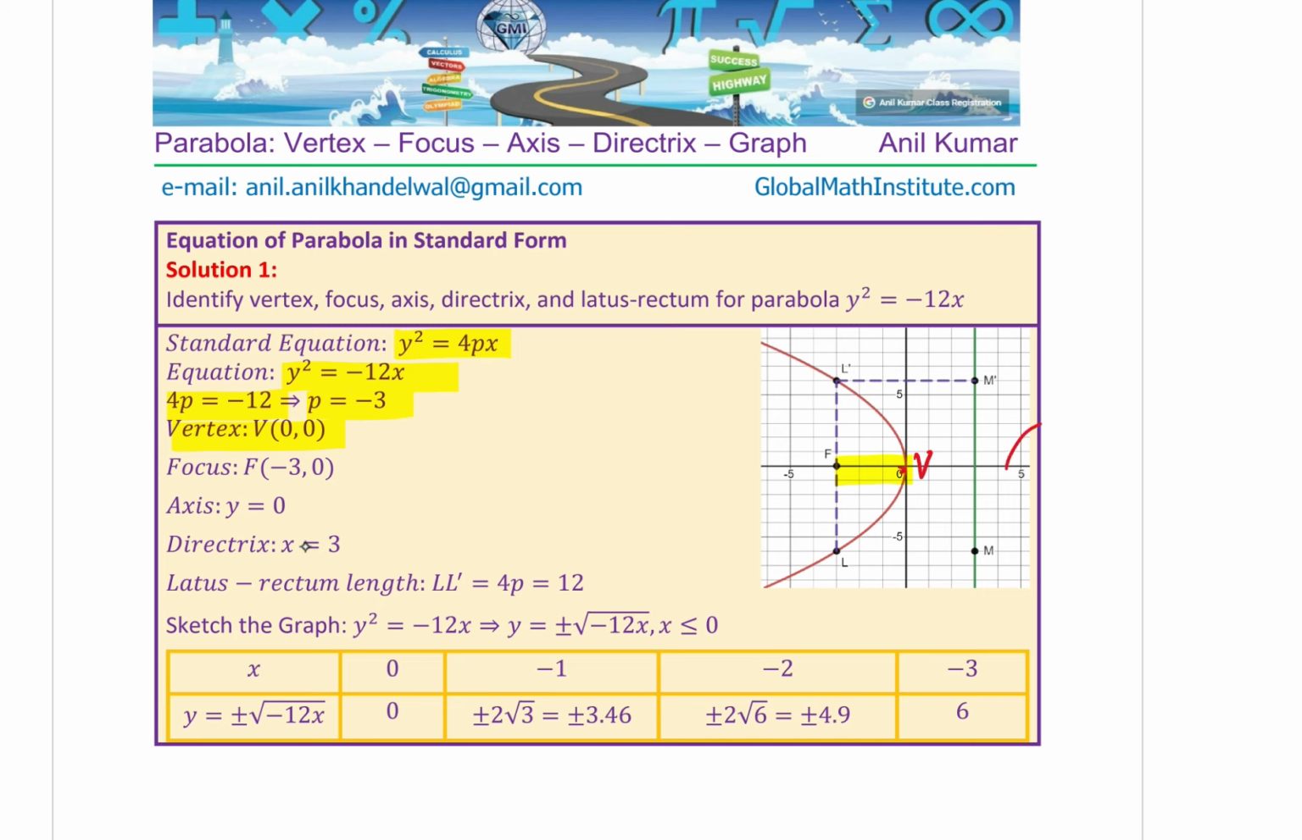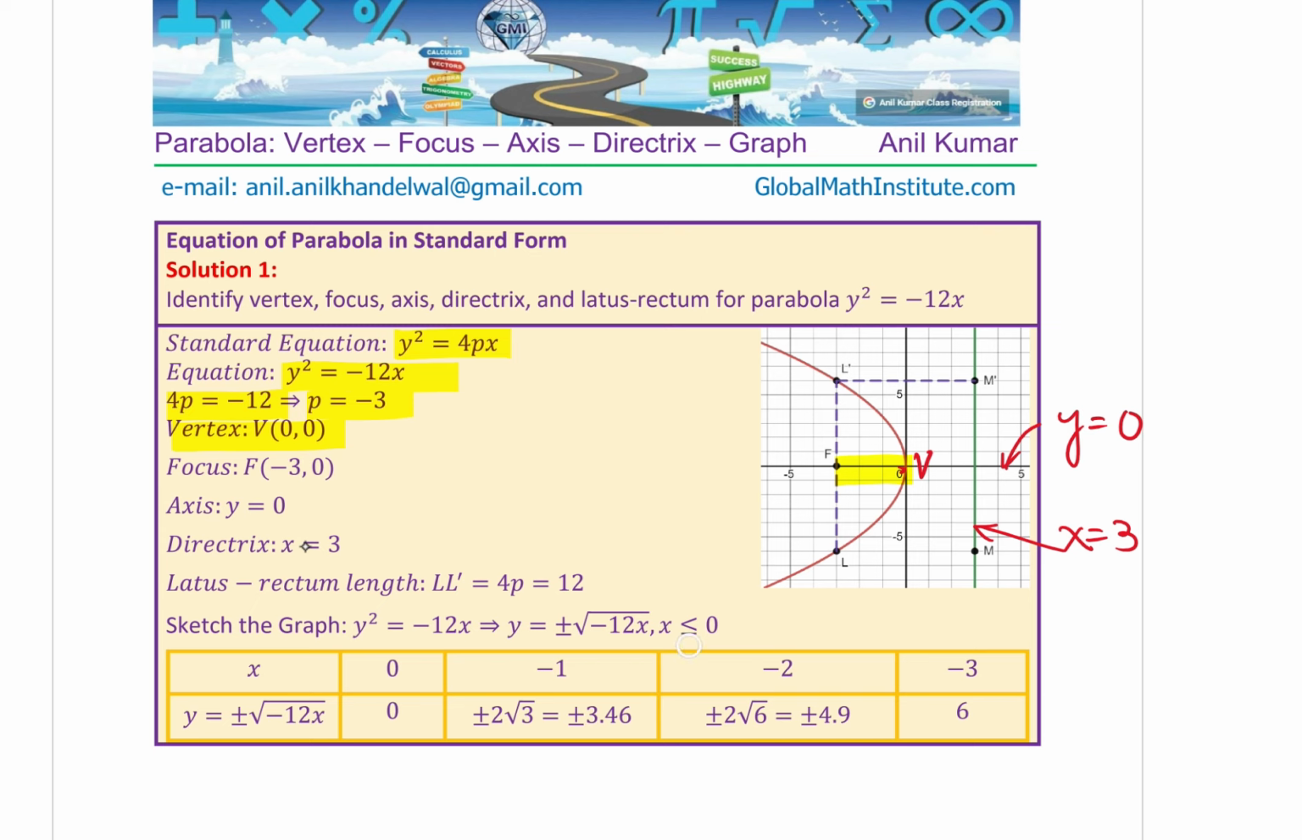Axis is the x-axis whose equation is y equal to 0. Directrix is the vertical line whose equation is x equals to 3, which is same distance away as the focus but on the other side. Latus-rectum is 4 times p, whose value is directly given as 12.